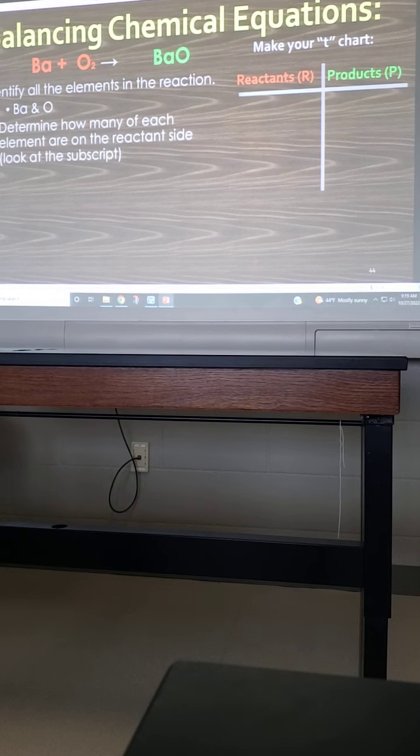How many Ba do we have? Kenna? 1. Okay. On the reactant side, we have 1. What about oxygens? 1? 2. Good. That subscript of 2 tells me that I have 2 oxygens. Now we're going to go to the product side.